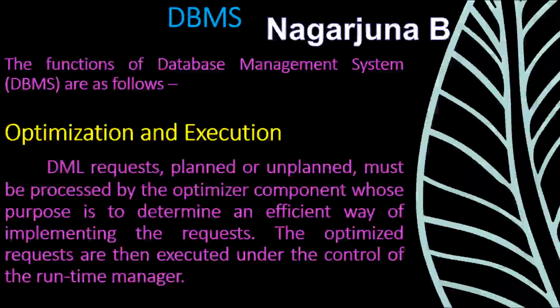The third function is optimization and execution. DML requests, either planned or unplanned, must be processed by an optimizer component whose purpose is to determine an efficient way of implementing the request. That means whatever request has been given by the user, it has to accept and optimize. It has to check the various ways of executing or handling that particular request, determine which is the efficient one, and that efficient one has to be implemented.